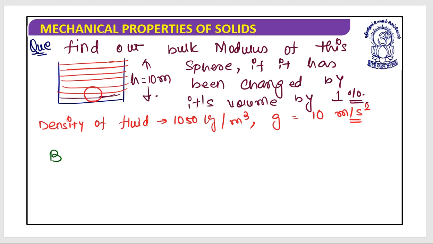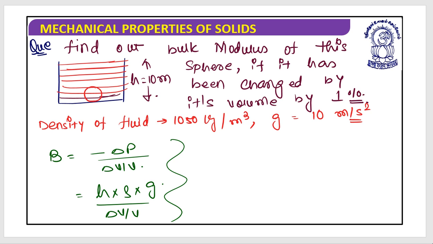That this B could be written as minus of delta P divided by delta V by V. Here delta P would be provided by the fluid pressure, and if I take the fluid pressure, it's H into rho into g divided by delta V by V. So H is equal to density of fluid, 1050, multiplied by g, which is 10, divided by delta V by V, which is 1%, so 1 by 100, and this is multiplied by 100.